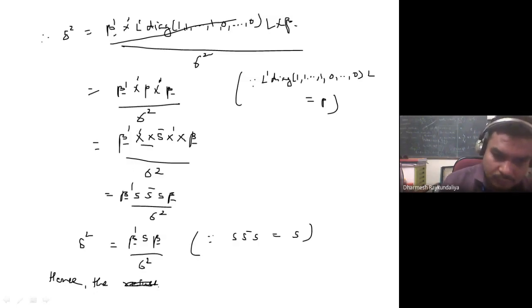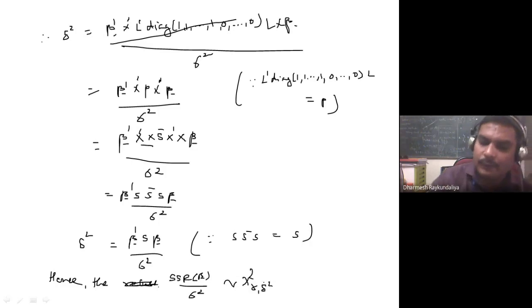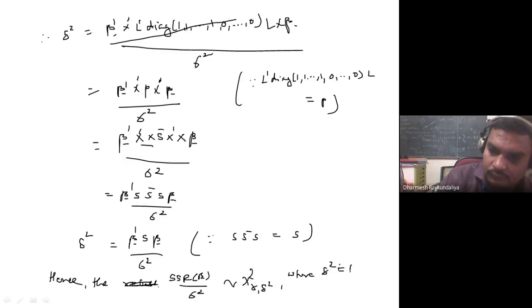Hence, the result: SSR beta upon sigma square is distributed as a non-central chi-square. When you write non-central chi-square, you do not need to write non-central again, but since r and delta square are written, what does it mean? It is a non-central chi-square with r degrees of freedom, and delta square is the non-centrality parameter, where delta square is equal to beta dash s beta upon sigma square.